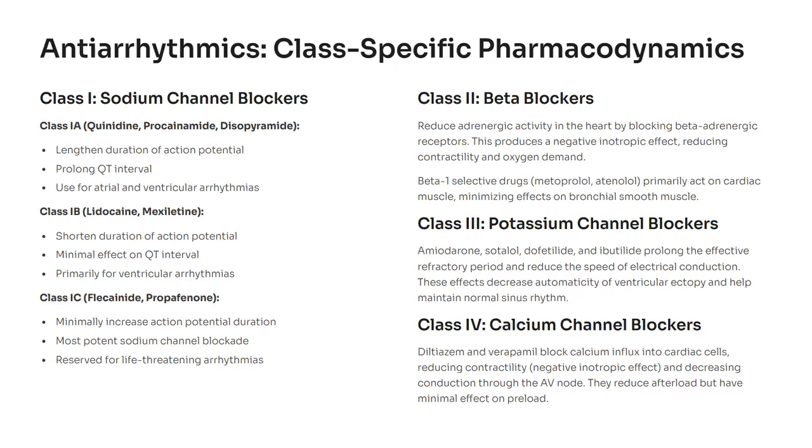That's like your quinidine, procainamide, prolongs the QT interval, used for atrial and ventricular arrhythmias. Class 1B, which is like lidocaine, it shortens the duration of the action potential. It has minimal effect on the QT interval and is primarily used for ventricular arrhythmias.